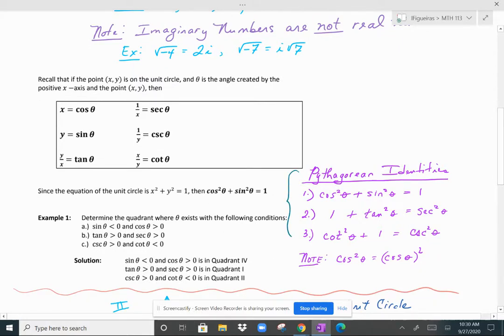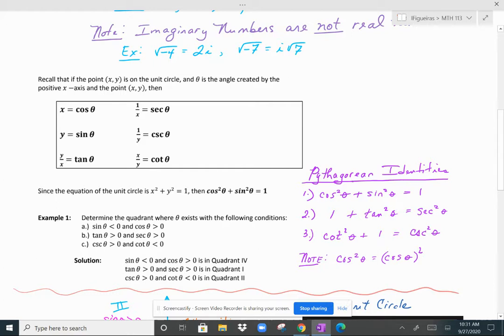And I really encourage you to memorize these because these help in the future to simplify expressions and solve equations regarding trigonometry. So your first one is the one I just mentioned. Cosine squared of theta plus sine squared of theta is 1. These two could also be flipped. You can say sine squared plus cosine squared equals 1. But the other two identities come from this first one.